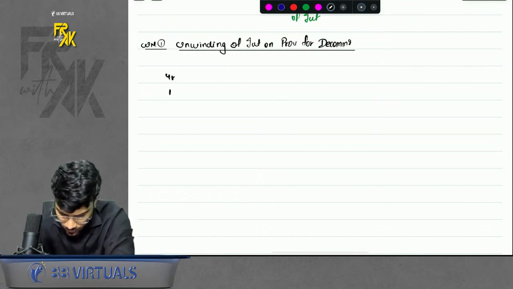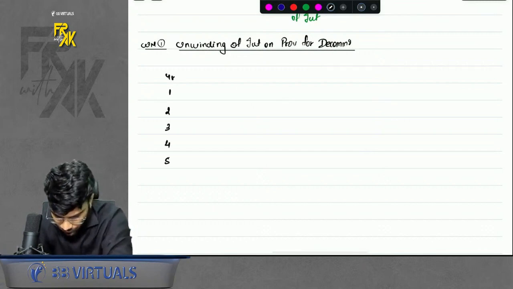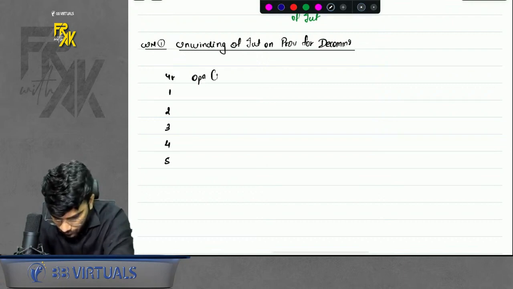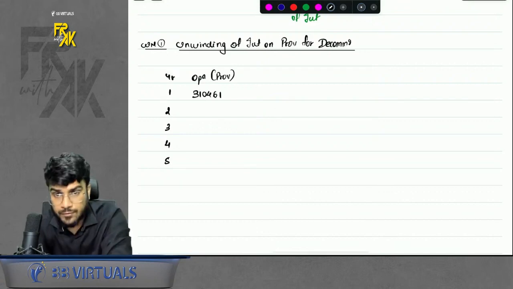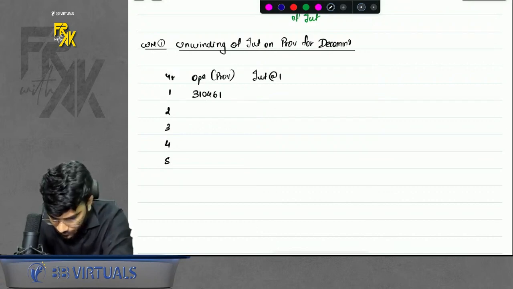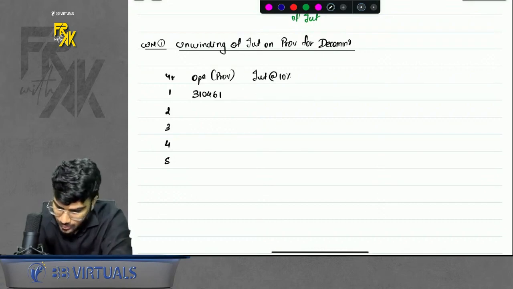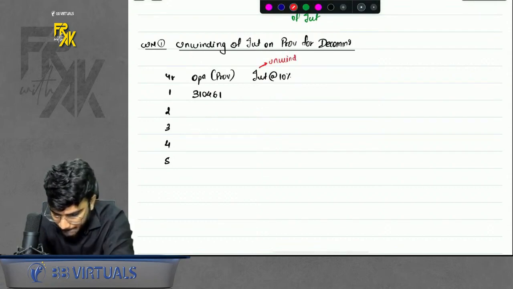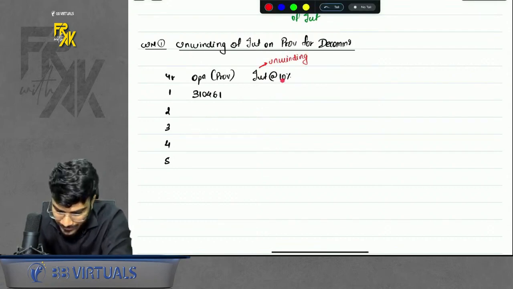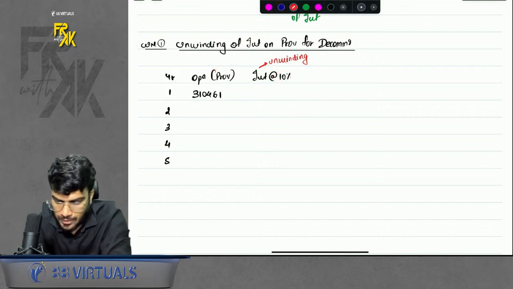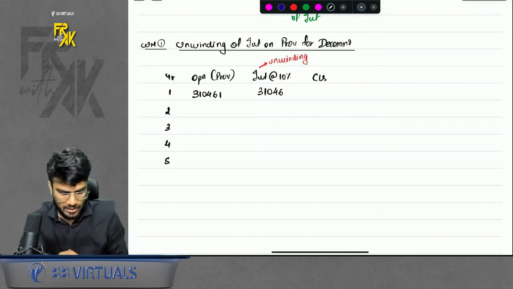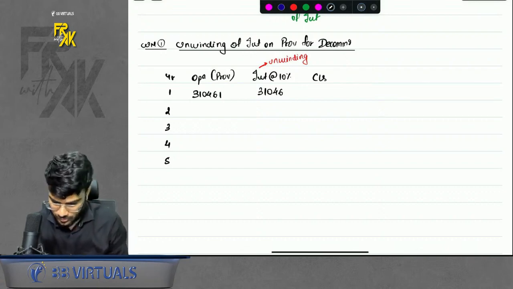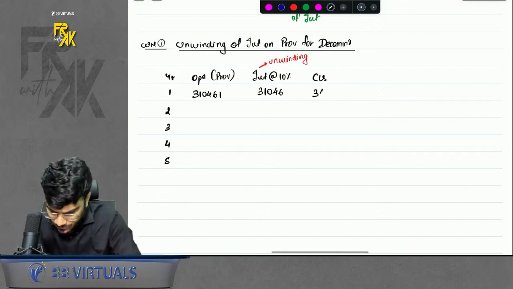So we will say year 1, 2, 3, 4, 5. Opening provision 3,10,461. Interest at the rate 10%. So you will add interest at the rate 10%. This is nothing but unwinding. So what we'll have to do is apply 10% on the opening amount, right? So you will get the amount as 310,461, and we'll get the closing amount as well. 310,461 plus 10%. I am taking rounded off figures, okay?